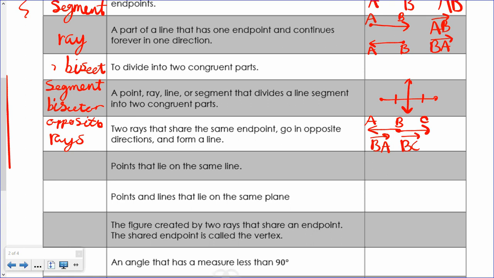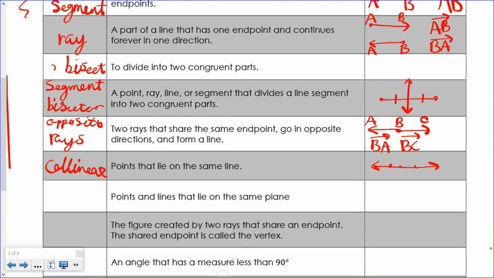Okay. Points that lie on the same line. Collinear. Is that two L's? Is that right? Okay. Collinear, which means they're on the same line. So if you have a line like this, and you want them to be collinear, dot, dot, dot, however many you want, those are all collinear.